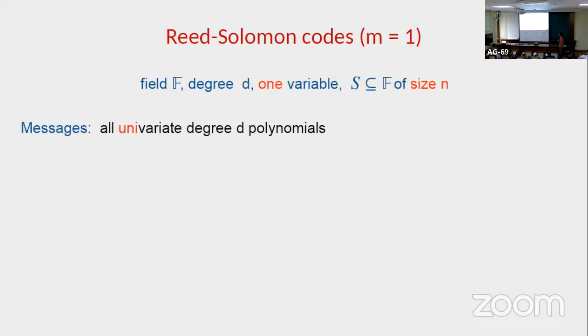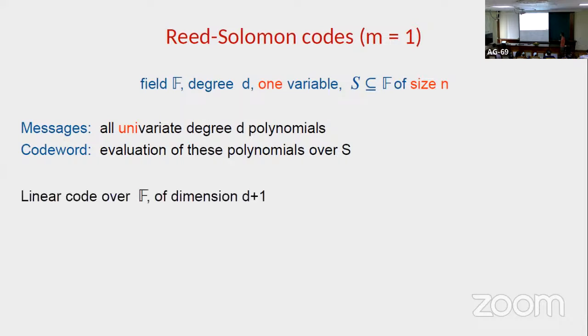Okay, so let's take some examples. The most famous example of codes like this are the Reed-Solomon codes, which is the setting when m is equal to 1. We are working with univariate polynomials of degree d. So the message space is that. The encoding is just going to be the evaluation of this polynomial on the set S. This is clearly a linear code. The dimension is d plus 1 because we are looking at degree d univariate polynomials.